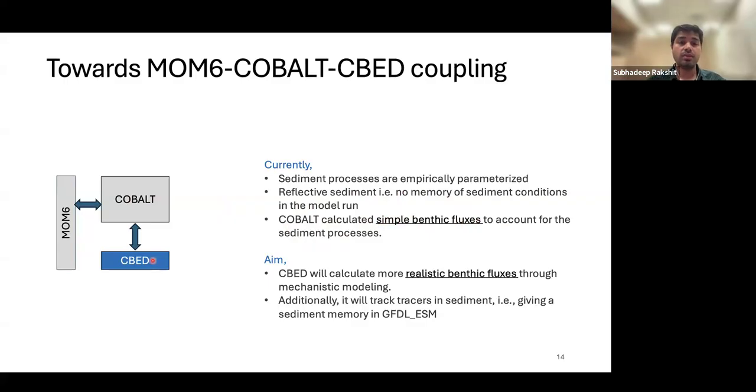So our aim is to represent the sediment in a more mechanistic way, and then calculate these benthic fluxes in a more realistic way. Once SeaBed is coupled with COBALT, the fluxes would be calculated more realistically, and the model will also have the memory of the sediment, so you can track things into the sediment. So this approach will give sediment memory in the GFDL ESM.